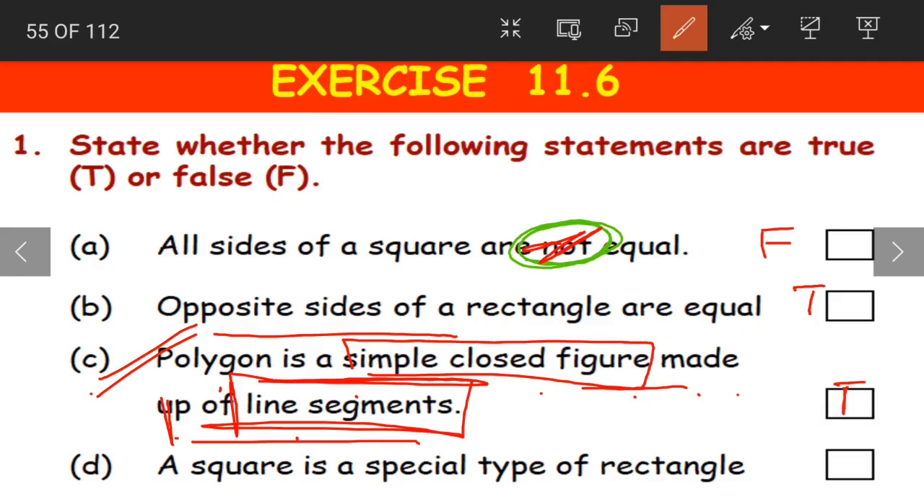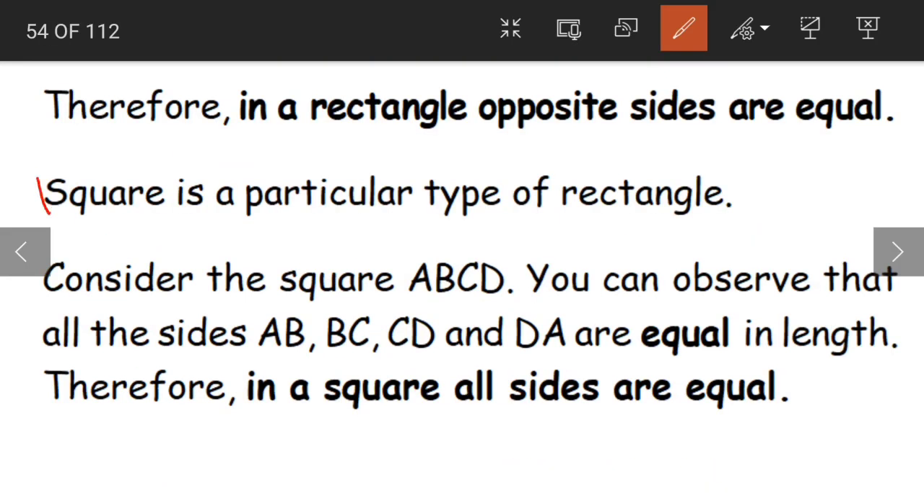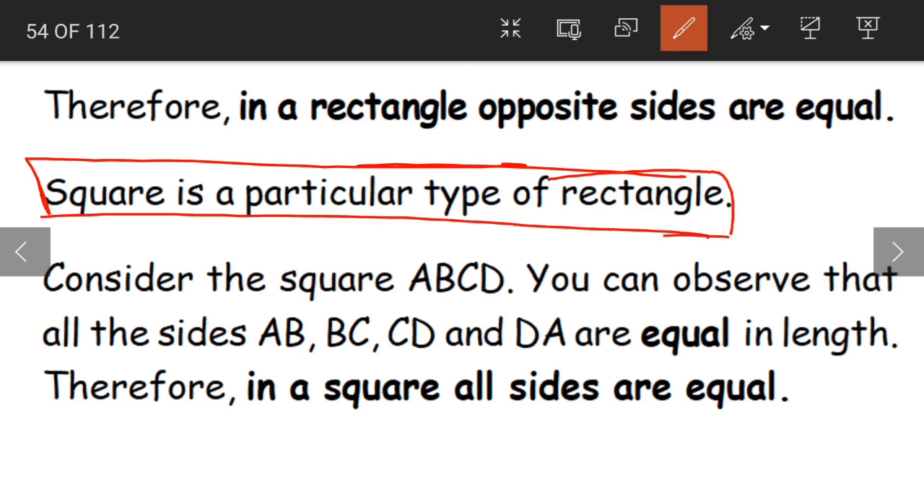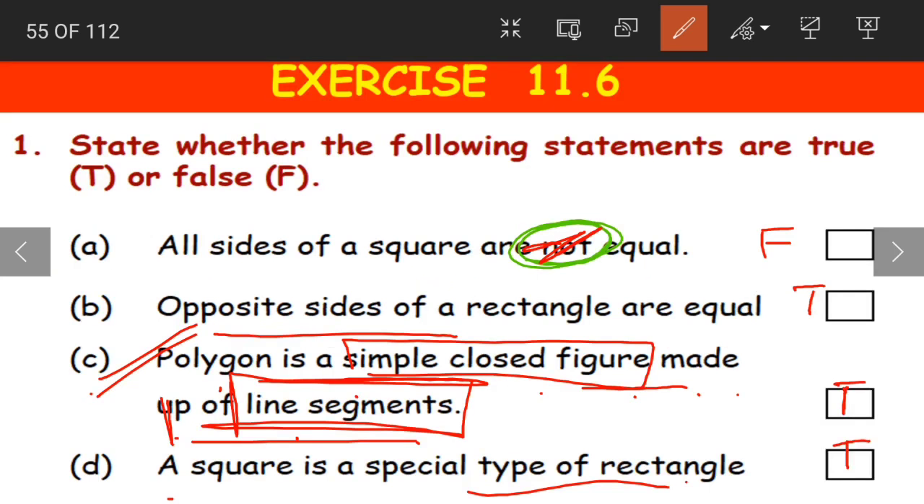Now statement D, a square is a special type of rectangle. Just now we have learned that a square is nothing but a special type of rectangle. So statement D is also true. Yes, children?